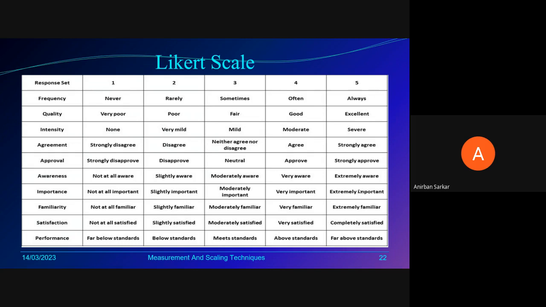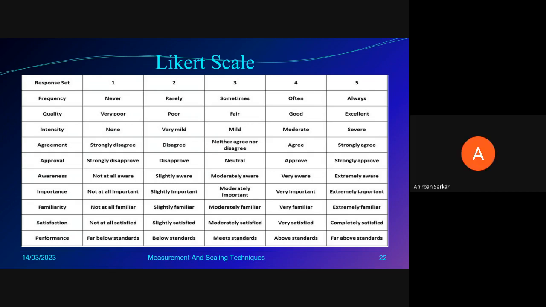After the class, I will be sharing this material with you. So when you are framing your Likert scale on the basis of the response set, you can use the language from this scale. Clear? This is clear to you? Likert 5-point scale? Yes, sir.